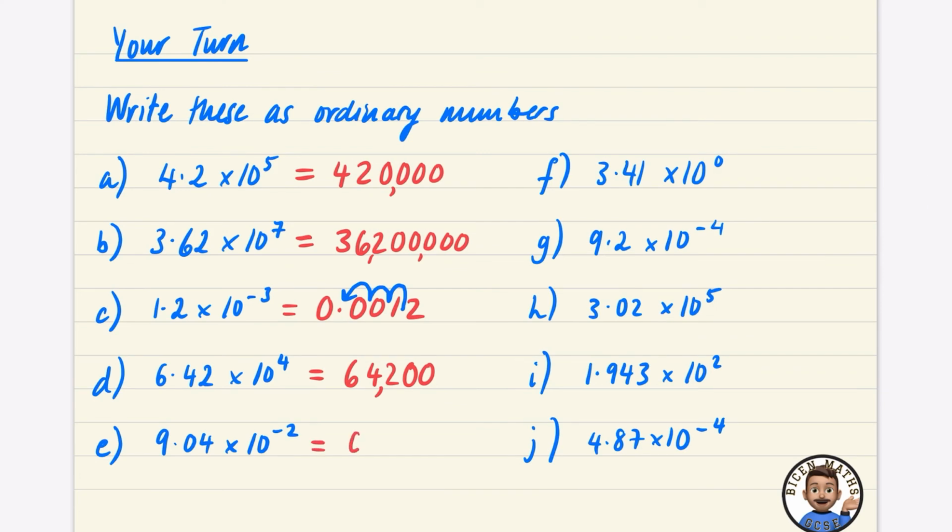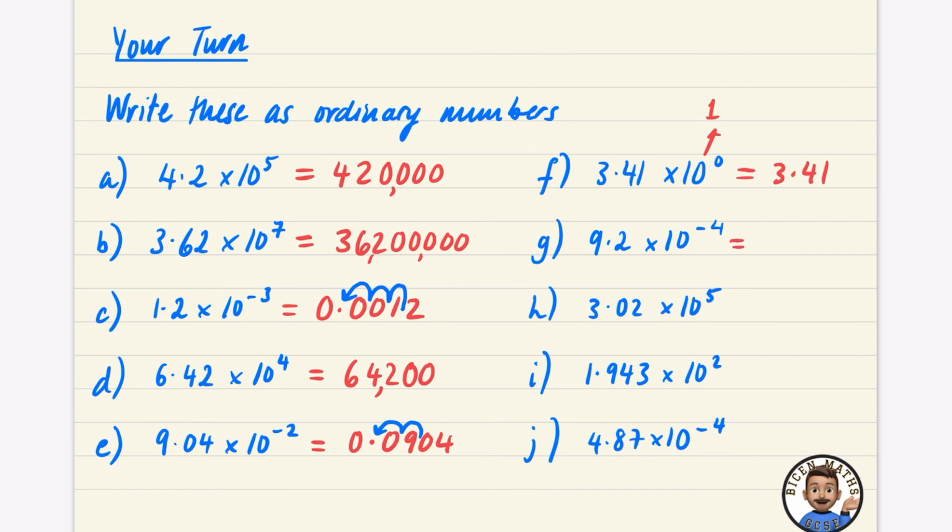Right, with the negative power, there's just going to be 2 zeros, and then I'll write down the 9, the 0, and the 4. So that decimal point was here, and it's moved 2 spaces backwards. You can have questions where you have 10 to the power of 0. That literally just means don't move the decimal point at all. That's because 10 to the power of 0 is actually just equal to 1. When you do 3.41 times 10 to the power of 0, you're just doing 3.41 times 1.